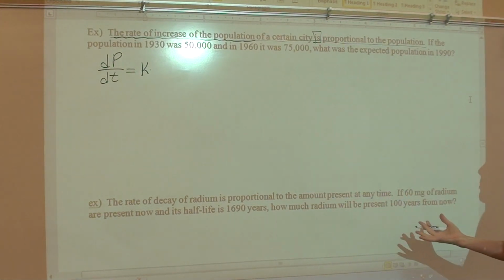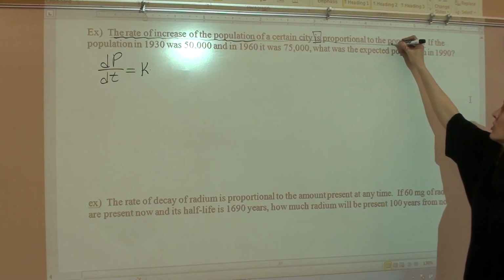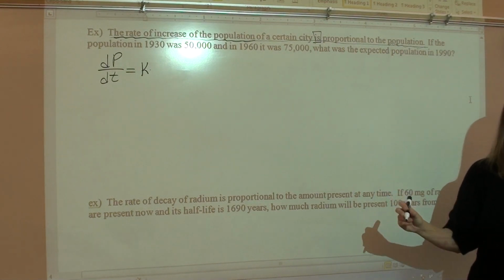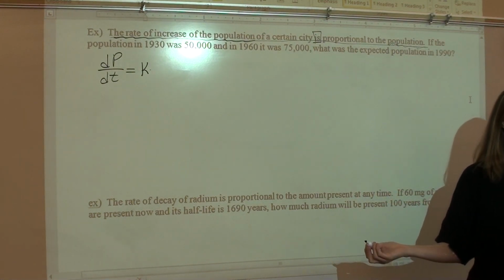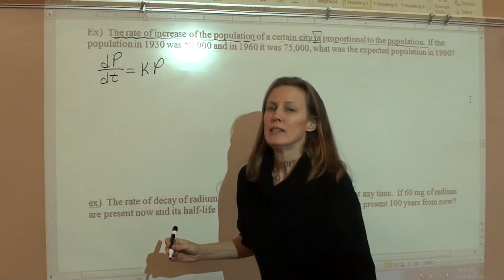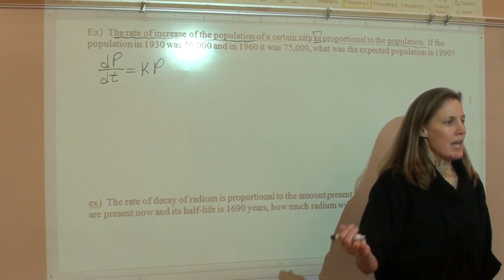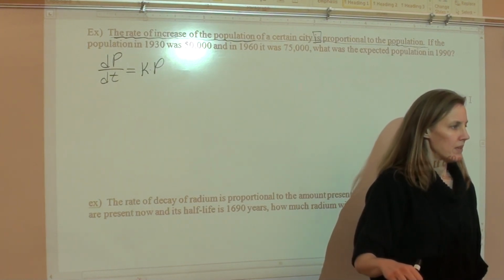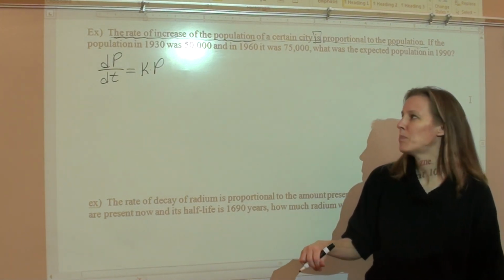Now, what is it proportional to? It's proportional to the population. What are we using for the population? P. So dP/dt equals kP.